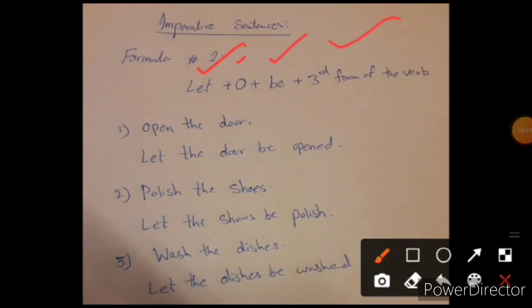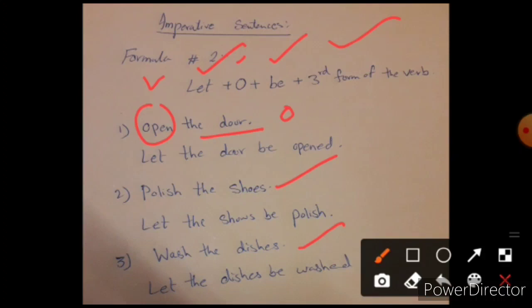So open is basically our verb, and the door is our object. So now when you say open the door, you are giving an order to somebody to open the door, or for example, polish the shoes, or wash the dishes. So these are the sentences that show that you're giving an order. So for such sentences, what formula are you going to use?